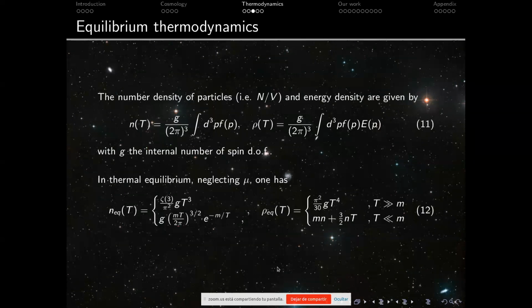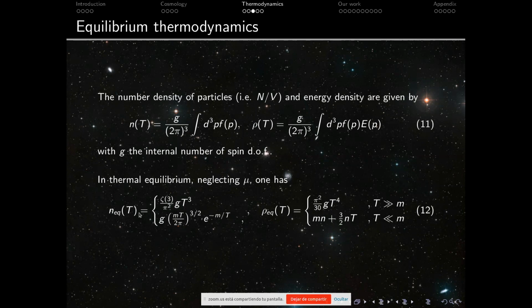So remember here just some quantities that are useful in order to describe the abundances of dark matter in this case. Remember that the number density of particles, this is the number of particles divided by the volume, is given by the integral of three momenta of this distribution function, and the energy density is given by this expression multiplied by the energy.